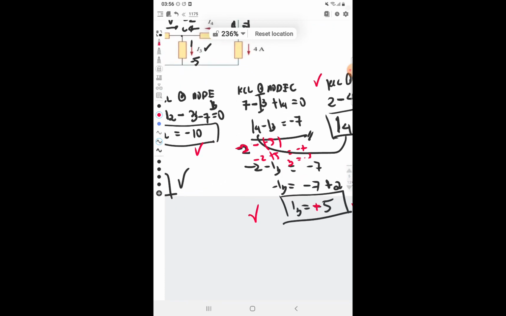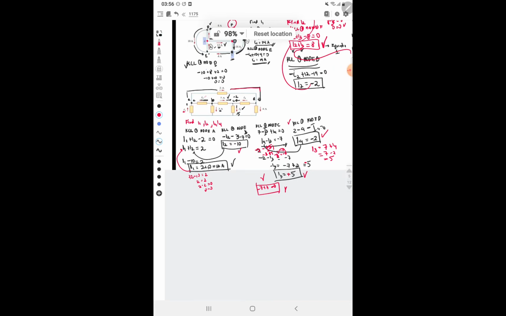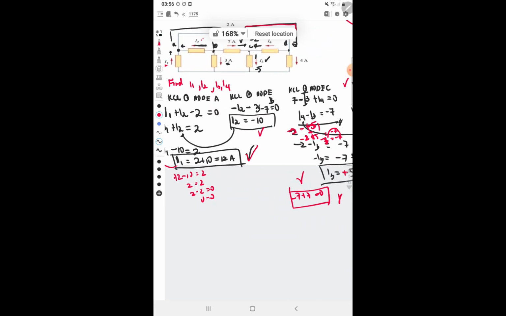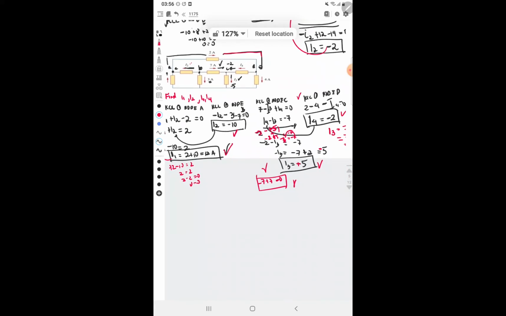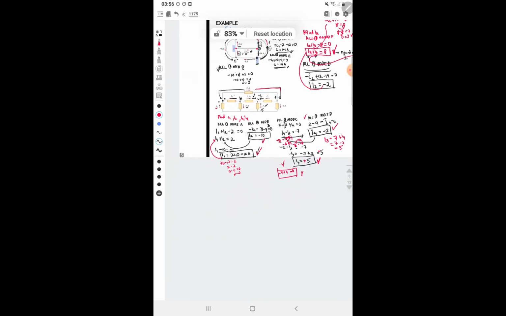So pag nag-positive 5 yung I3 ko, so positive 5 yan. So therefore, I will have negative 2 less 5, di ba? So we have a value equal to negative 7, which is equal to negative 7. So pag tinranspose ko yung isa, negative 7 plus 7 equals 0. So that would be our answer. I1 is equal to 12 ampere, I2 is equal to negative 10, I3 is equal to positive 5 ampere, and I4 will be equal to negative 2 ampere.